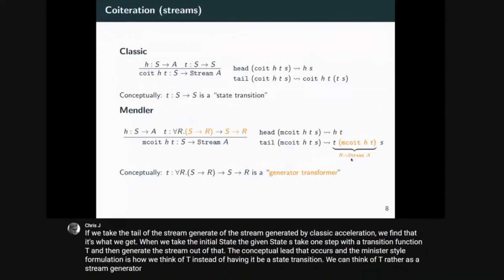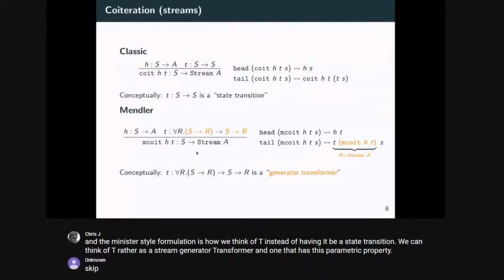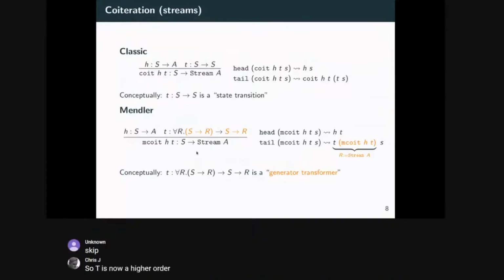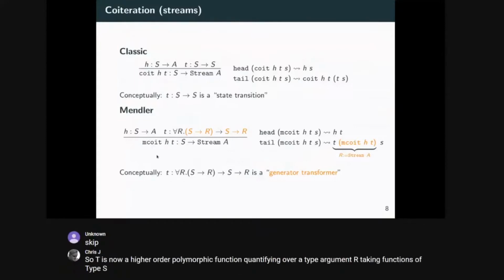Looking at the operational semantics, we see that indeed the tail of the stream so generated is given by taking T, instantiating the type argument R to stream A. We must now provide a function of type S to stream A, but this is of course exactly what the Mendler-style combinator for coiteration gives us. And finally, the given state S.